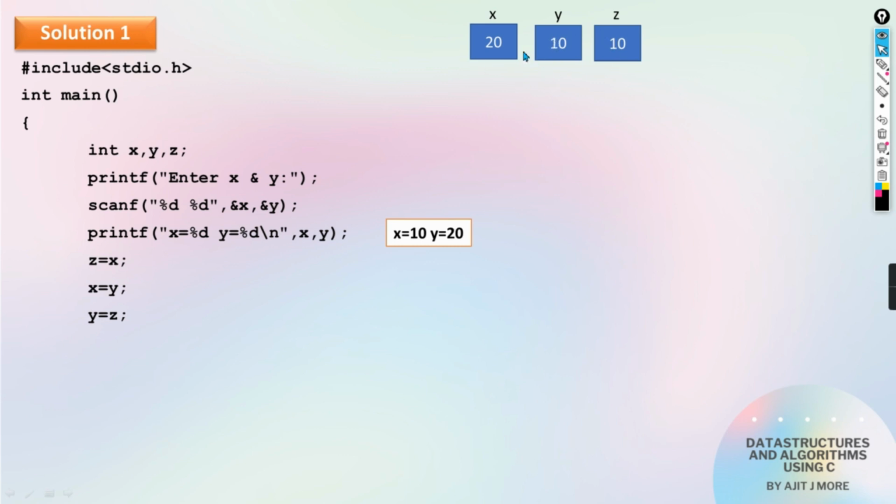And finally, can you see the value of X and Y is exchanged? After swapping, we also display the value of X and Y, which has become 20, 10. That's all. Then we are returning 0 back to the main caller.